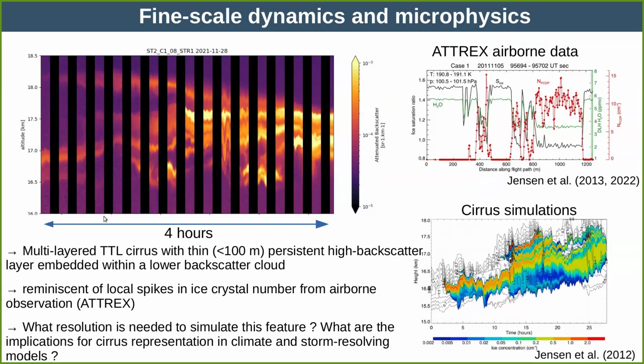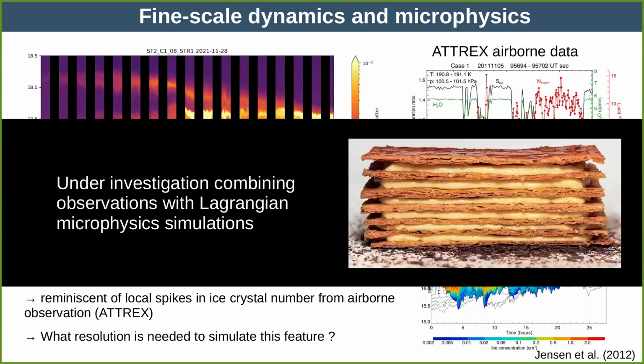So the questions are, what resolution is needed to simulate this feature? What are the implications for cirrus representation in climate and storm-resolving models? Is it a characteristic feature of those clouds? Can we quantify how often it occurs? This is currently under investigation, combining our observation with Lagrangian microphysics simulations.